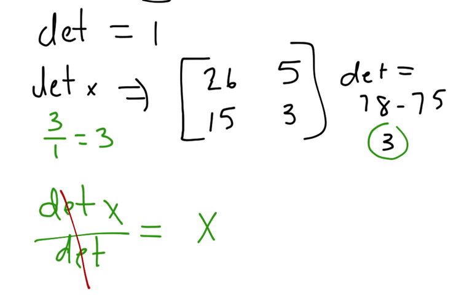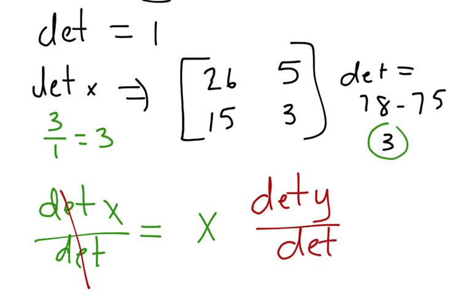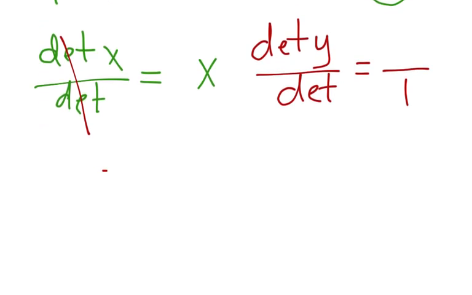And so that's going to give us that. So if I wanted to do it again and say determinant of y, and divide by the original determinant. Now the original determinant was just simply 1. Now let's go back and create the matrix here.